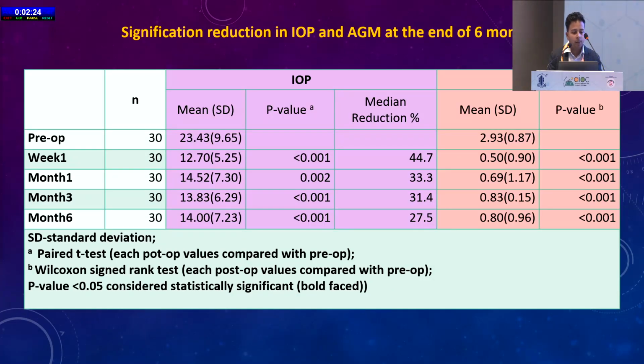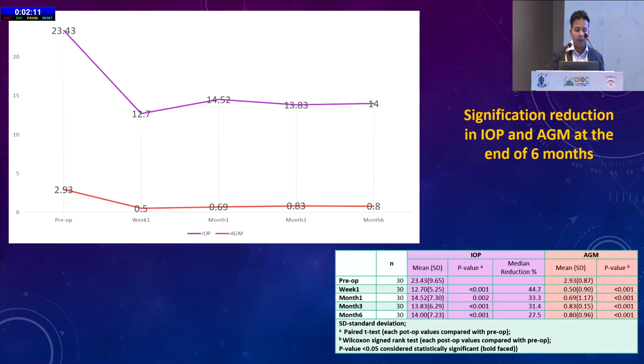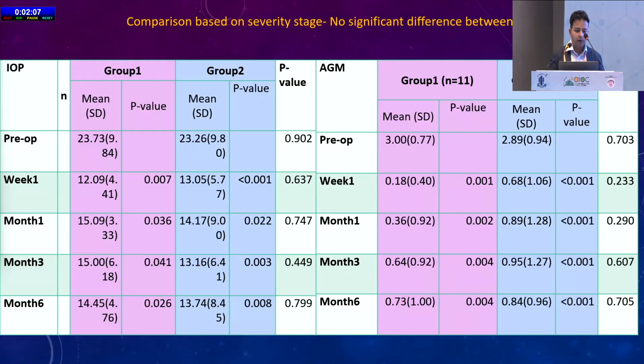If we look at the IOP and anti-glaucoma medication reduction, from pre-operative 23.43, it reduced to 14.0 at the end of 6 months, whereas the anti-glaucoma medication reduced from 2.93 to 0.80. Looking at the same graphically, at every follow-up visit, it was decreasing.